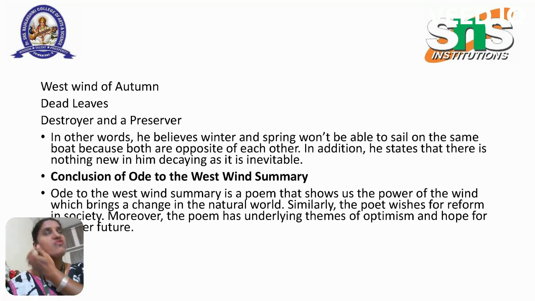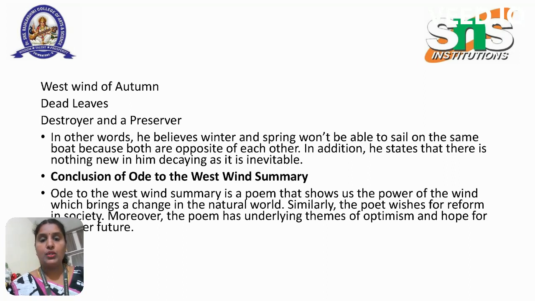In this whole poem, we get to know about both death as well as birth. It means that death and decay do not mean the end, but also rebirth. In other words, he believes winter and spring won't be able to sail on the same boat because both are opposite of each other. In addition, he states that there is nothing new in decaying, as it is inevitable. So he says that death is very common.